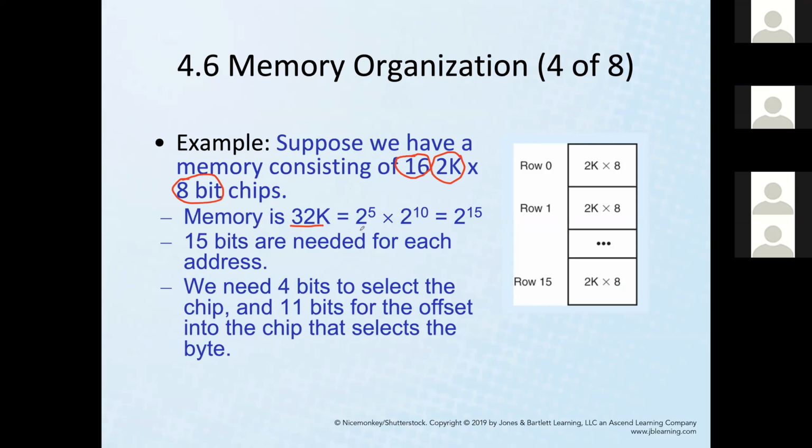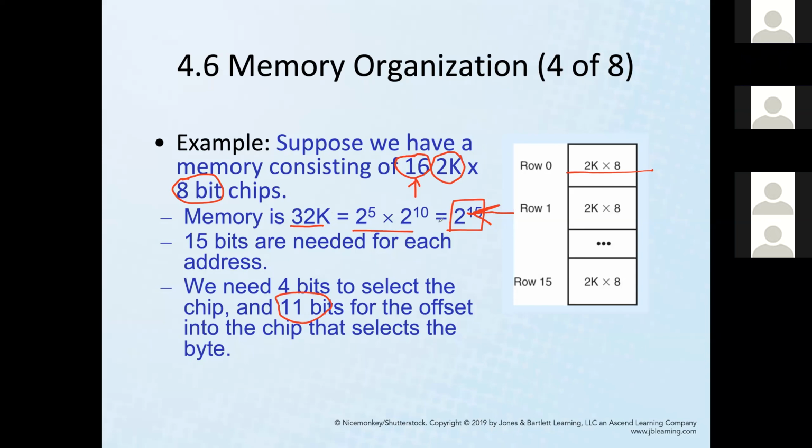32K, how many address lines do we need to refer to 32K? Of course, 15. So 15 address lines are needed for each address. Because we have 16 banks, 16 memory chips, 4 of these 15 bits will be used to select the bank, and the other 11 bits will be used to select the offset in each bank, so the actual address in the bank.